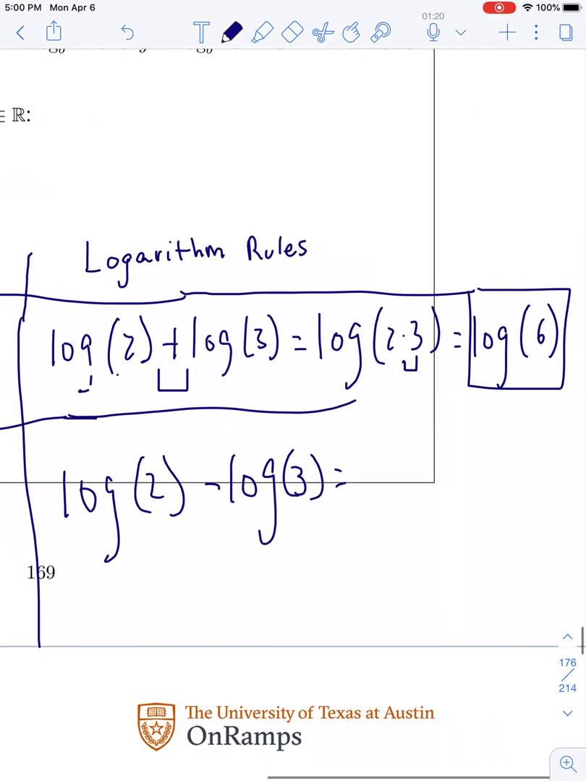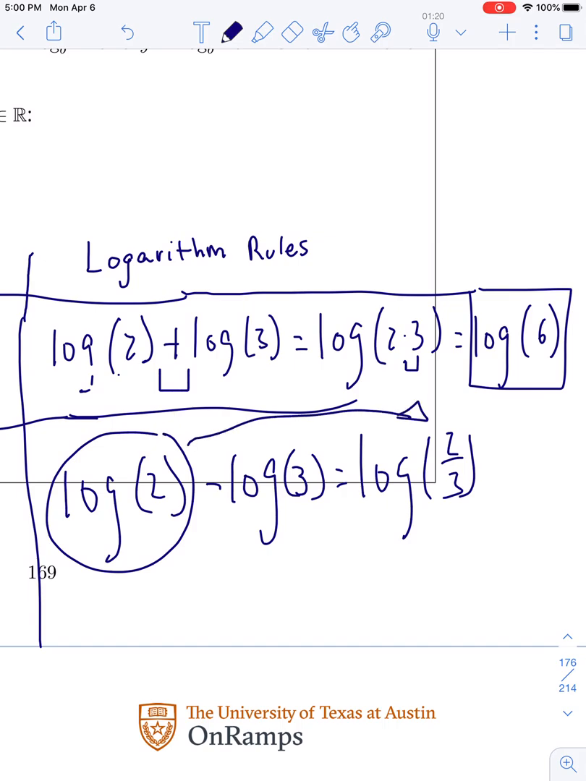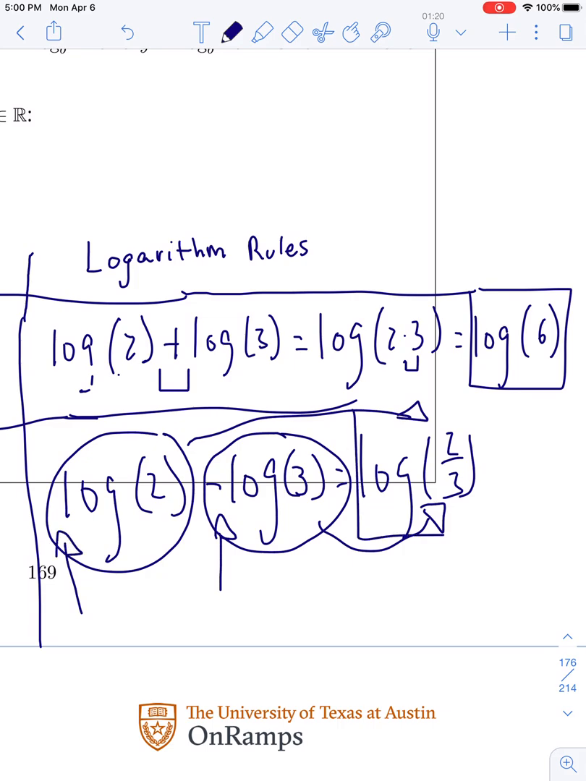Similar example. When we see subtraction in logs, if we want to condense it down to a singular log, we divide. Notice how I took the 2 and it was the number on top. I took the 3, it was the number on bottom. This being because the 3 had a negative sign in front of it. It was a minus log. So that 3 gets to go on bottom, while the positive log, since it's a positive, goes on top. And so now we've condensed that down to a singular log.